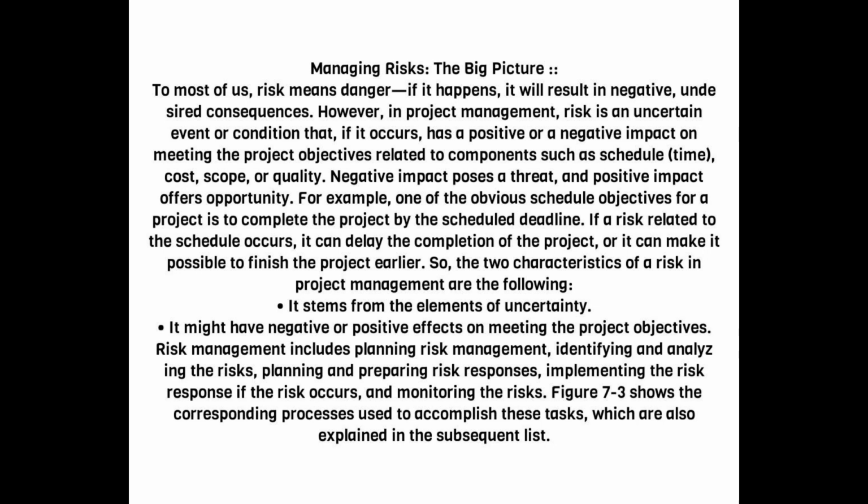For example, one of the obvious schedule objectives for a project is to complete the project by the scheduled deadline. If a risk related to the schedule occurs, it can delay the completion of the project, or it can make it possible to finish the project earlier. So, the two characteristics of a risk in project management are the following. It stems from the elements of uncertainty. It might have negative or positive effects on meeting the project objectives.